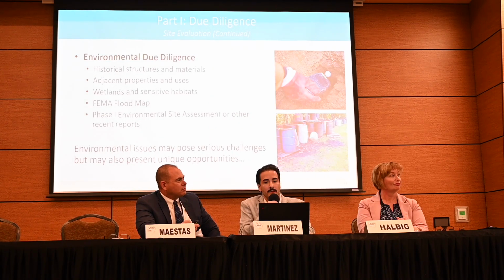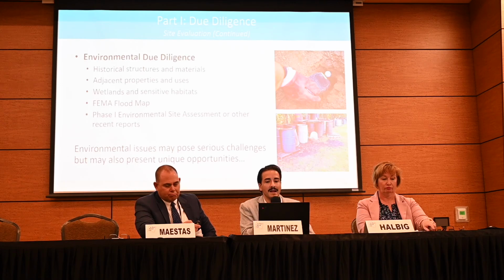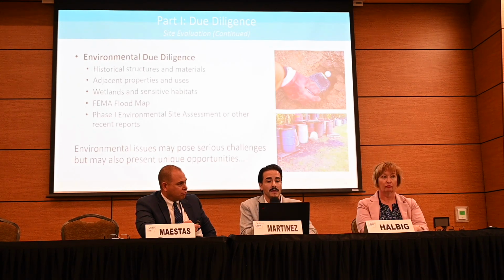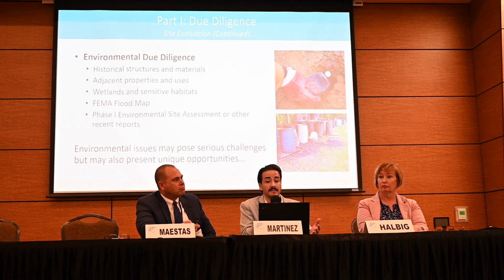So moving into environmental due diligence. At this phase, the developer is looking to see if there's any evidence of any environmental hazards or other conditions at the site that might hinder that development. So the developer will want to look for things like any historical structures and materials that have been at the site that maybe would suggest there have been hazardous contaminants, or even adjacent sites, since a site that's adjacent can still leak pollutants onto your site. So that's one important aspect.